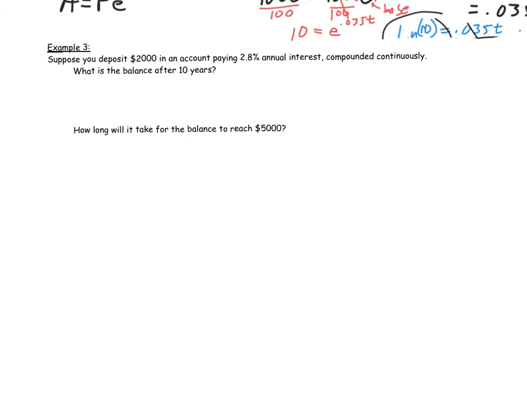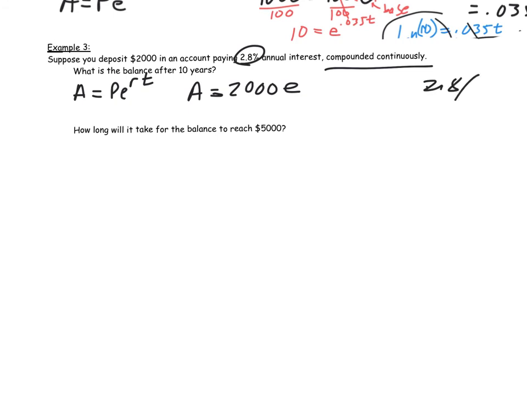Suppose you deposit $2,000 in an account paying 2.8% annual interest, compounded continuously. Well, as soon as I see that, continuously, I'm going to use the A equals P e to the rt formula. Whoops, I wrote that wrong because rt is an exponent. Remember that? What is the balance after 10 years? Well, this is a pretty straightforward problem. You want to find A. They don't want to find t, so we're not going to have to use a logarithm to solve this. I'm just going to take that 2,000, my principal or initial amount, e, okay, 2.8 divided by 100 is 0.028.